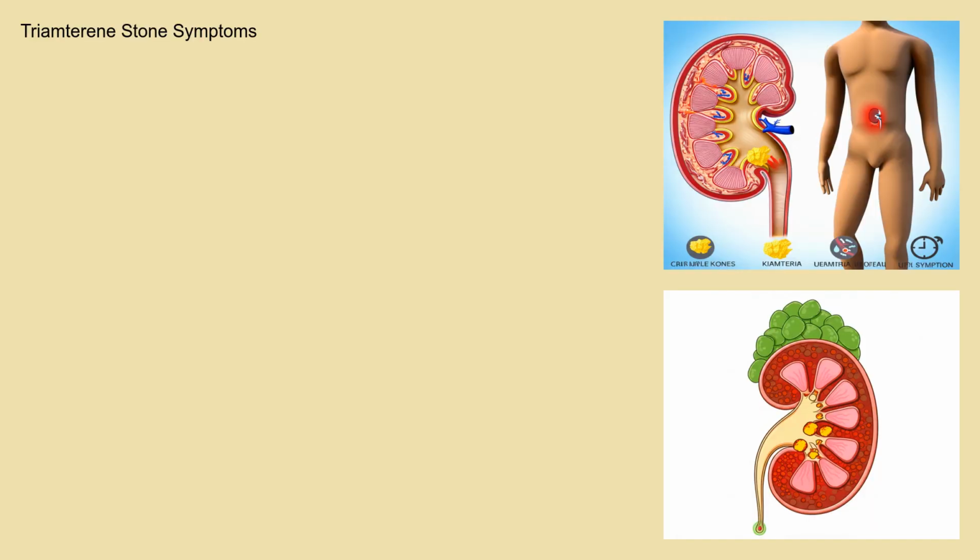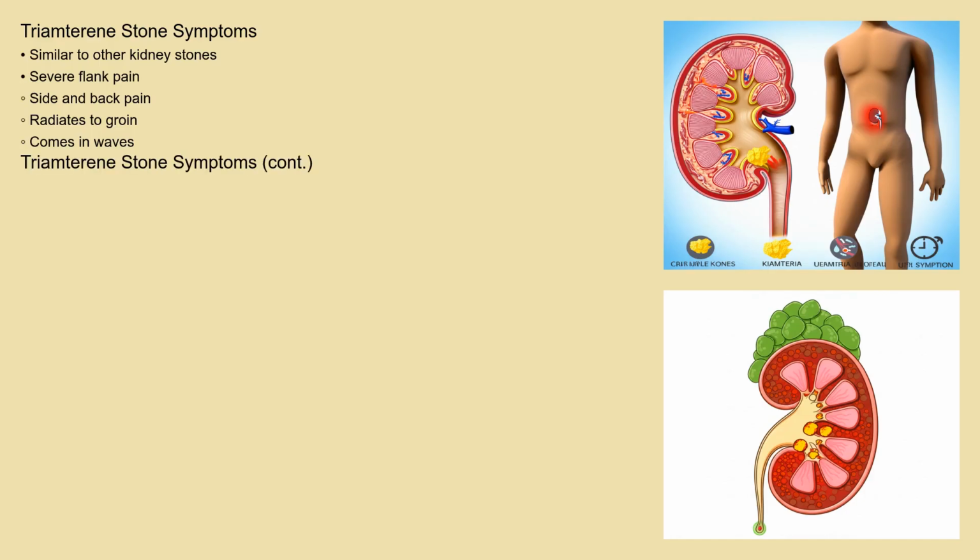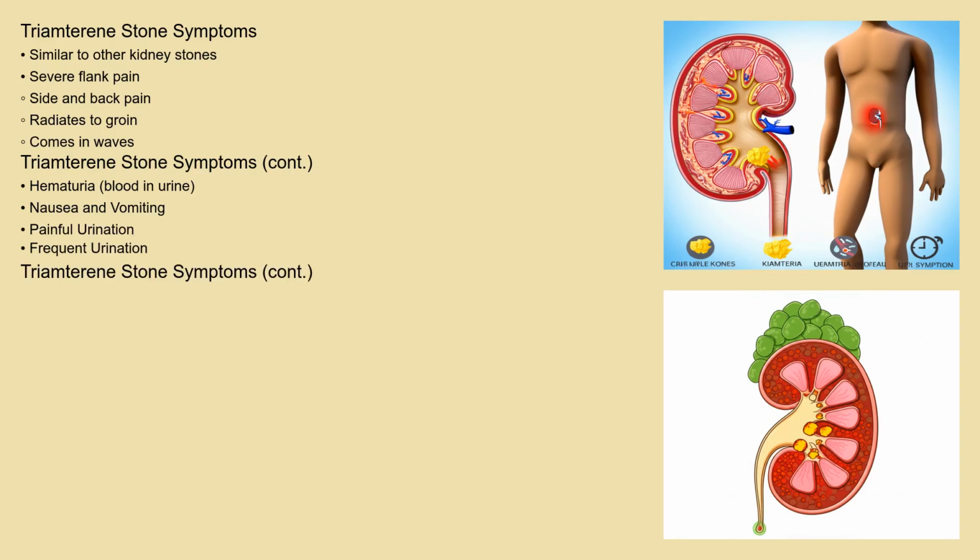The signs and symptoms of Triamterene stones are similar to those of other kidney stones. You might experience severe flank pain, which is pain in your side and back, often radiating down to your groin. This pain can come in waves as the stone moves through the urinary tract. Other symptoms include hematuria or blood in the urine, nausea, vomiting, painful urination, and frequent urination. If the stone blocks the flow of urine, it can lead to a urinary tract infection, which can cause fever and chills.